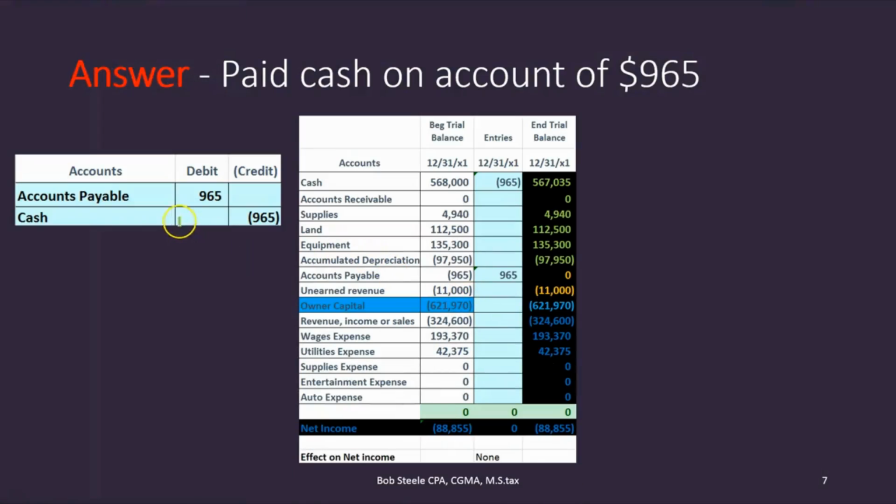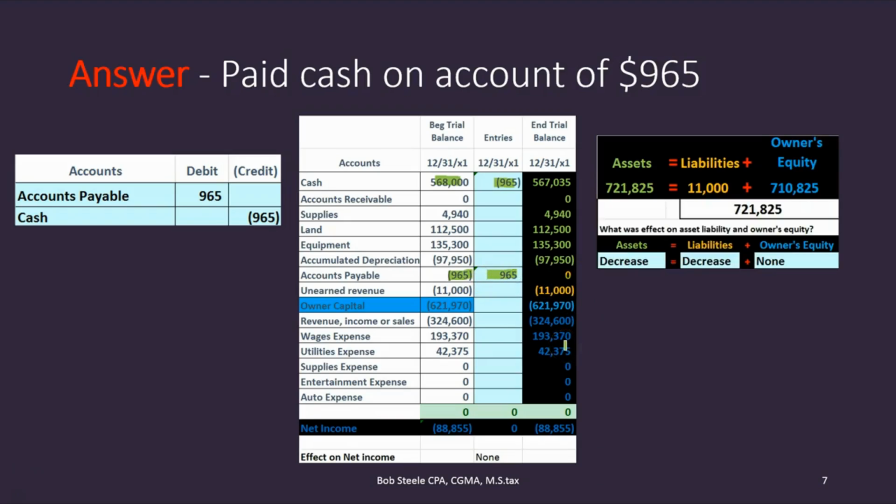We're going to say that cash is going to be credited. It's going to reduce. So here's cash. It's going to go down by that because we wrote a check. That's a debit. That's a credit. Makes it go down because it's the opposite thing. Then we've got the accounts payable being a debit. This is a credit. We're going to debit it, making it go down to 0.